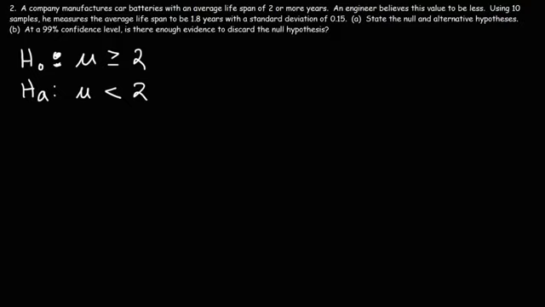Now, what type of test are we going to deal with? Is this a 2-tail test or a 1-tail test? For the alternative hypothesis, if the mean did not equal 2, that would be a 2-tail test. But since the mean is less than 2, it's a 1-tail test, but specifically a left-tail test. So let's begin with a picture.